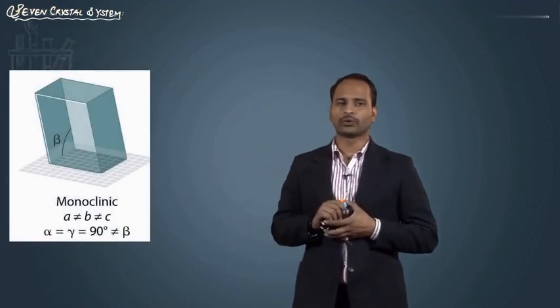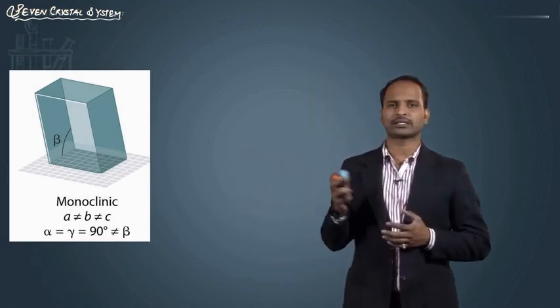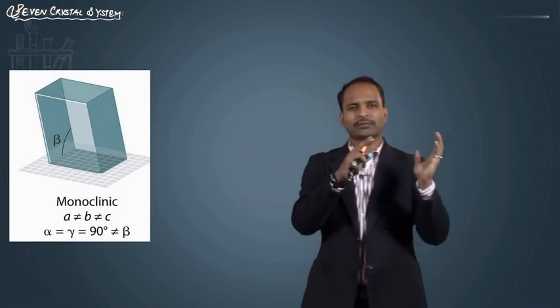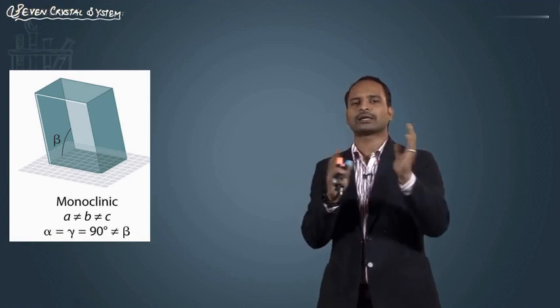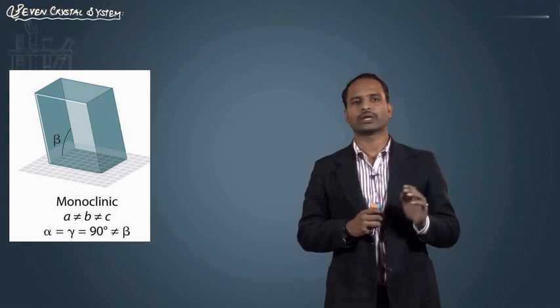Then the fourth one is called the monoclinic. That is the 4th type of crystal system. In the 4th, you can see in this diagram that the shape is slightly slanting, and if it is slightly slanting, then one of the angles or all the angles are not equal to 90 degrees.